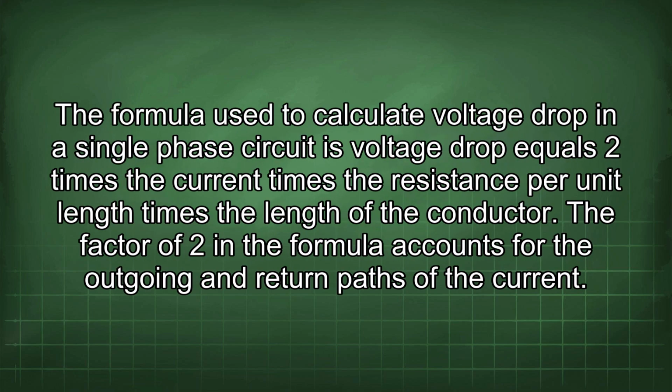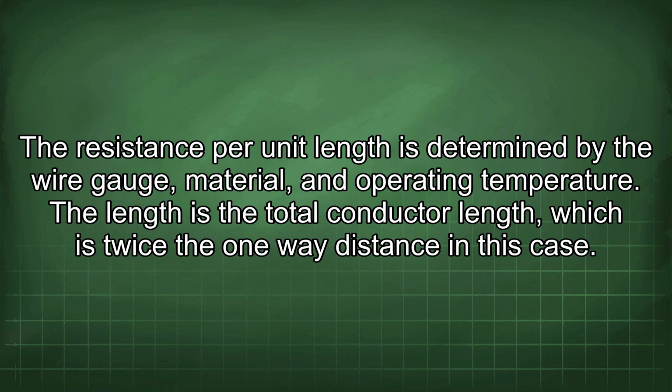The formula used to calculate voltage drop in a single-phase circuit is voltage drop equals 2 times the current times the resistance per unit length times the length of the conductor. The factor of 2 in the formula accounts for the outgoing and return paths of the current. The resistance per unit length is determined by the wire gauge, material, and operating temperature. The length is the total conductor length, which is twice the one-way distance in this case.